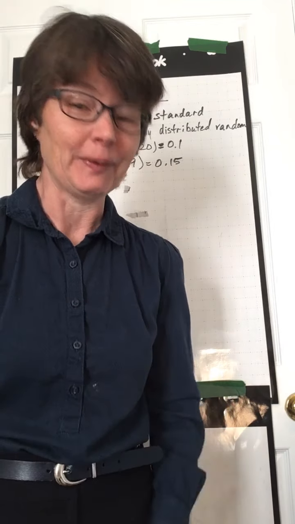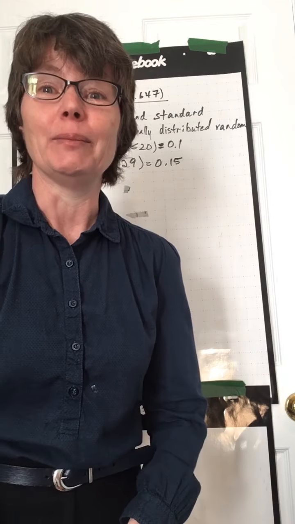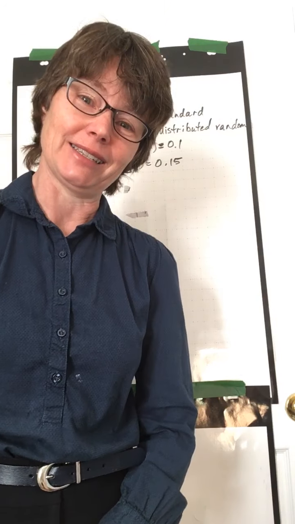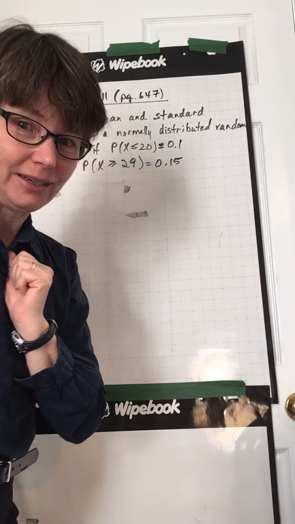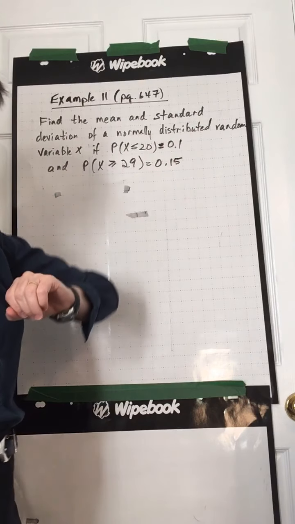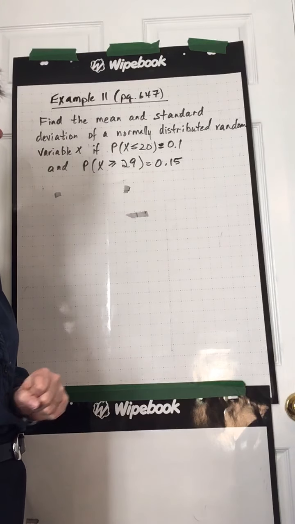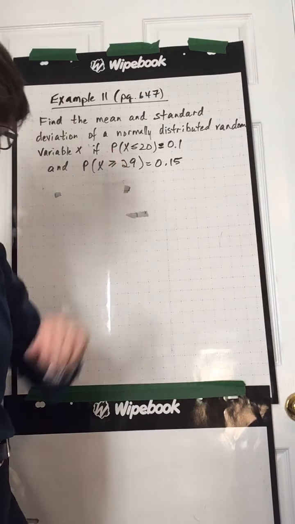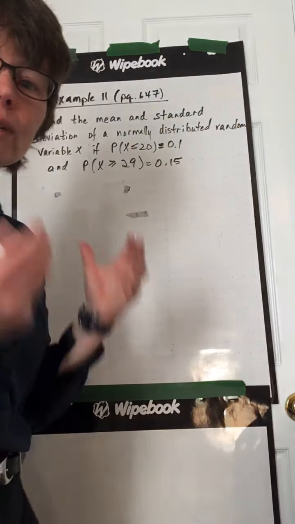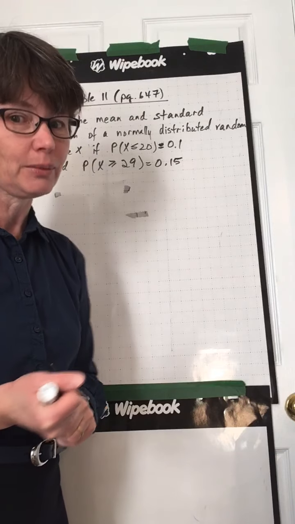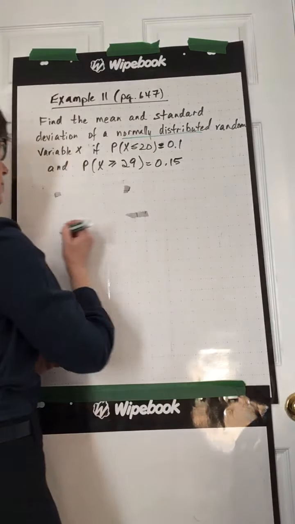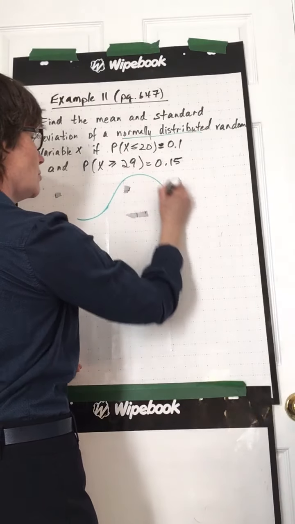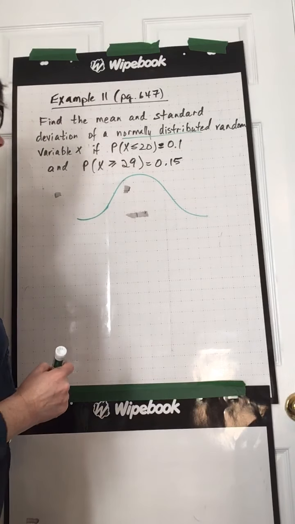But here we go. Example 11 from chapter 24, your last example. Find the mean and the standard deviation of a normally distributed random variable x if we know these two facts. Okay, so we're going to work with each of the facts separately to begin with. Remember, keyword normally distributed, so we know that we're dealing with a normal distribution.